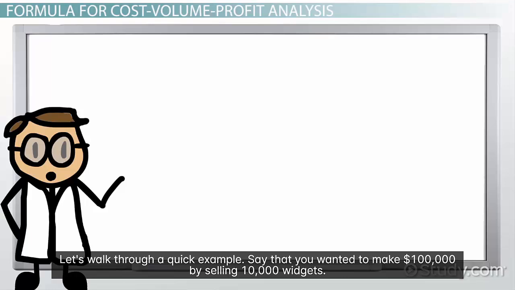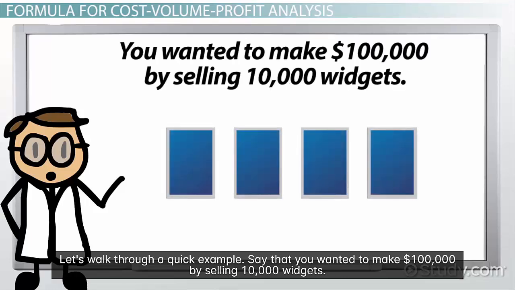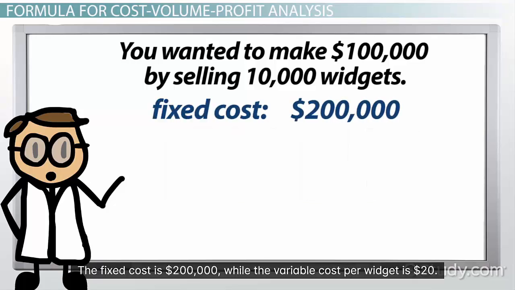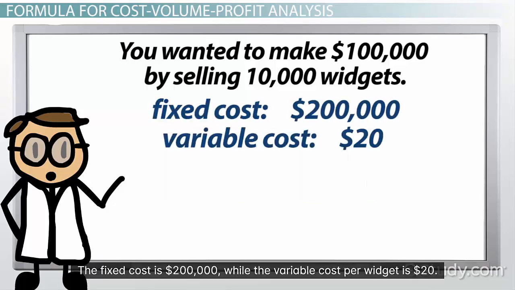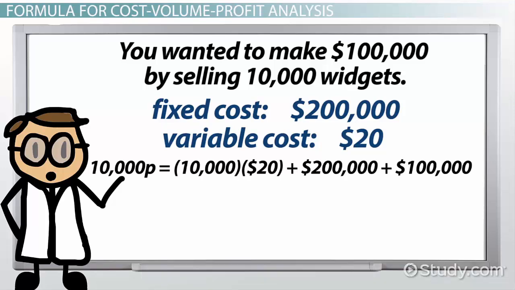Let's walk through a quick example. Say that you wanted to make $100,000 by selling 10,000 widgets. The fixed cost is $200,000, while the variable cost per widget is $20. Let's plug those numbers into our formula.